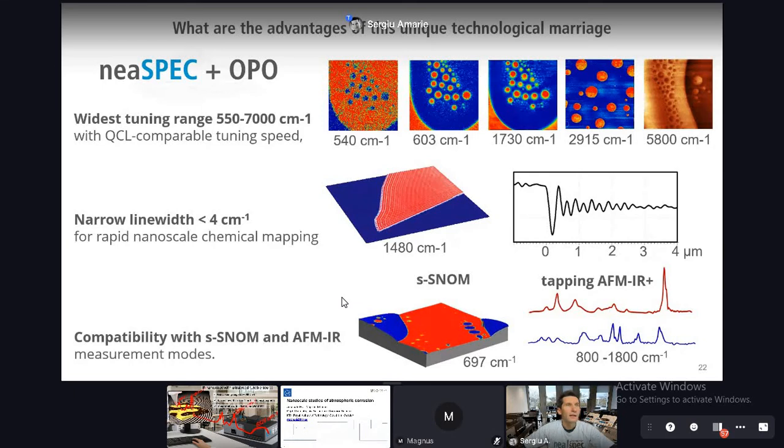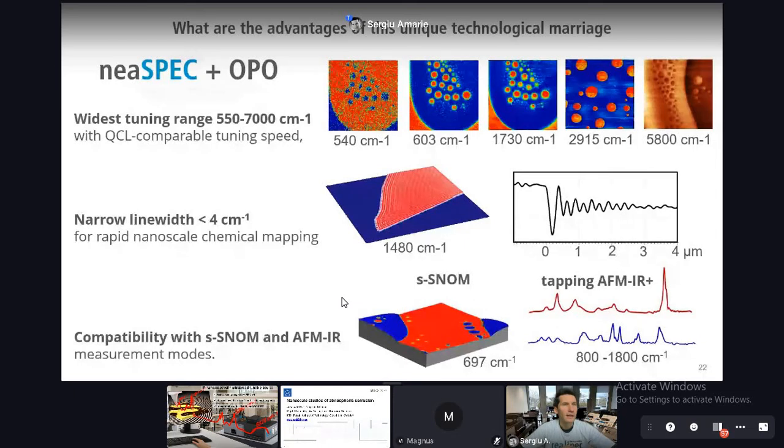Okay, let's move to the next question from Pablo. Here a clarification is needed. Is the same OPO laser used for both nano-imaging and nano-FTIR? Okay, again, a clear, short clarification ahead.